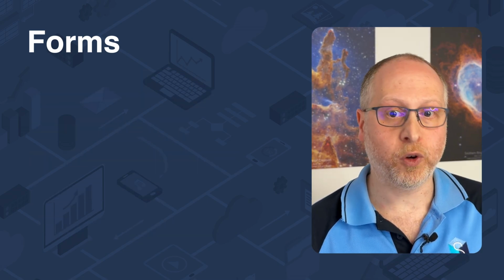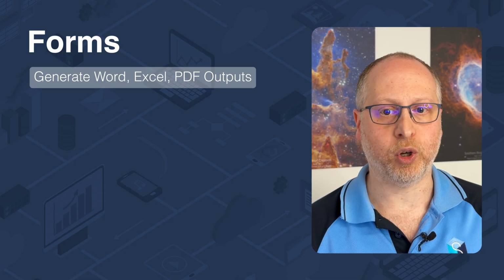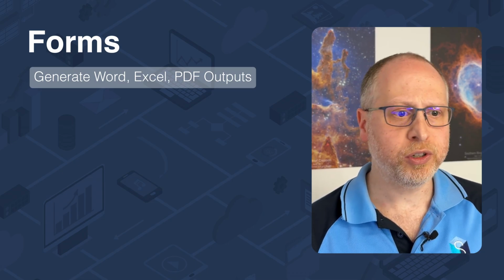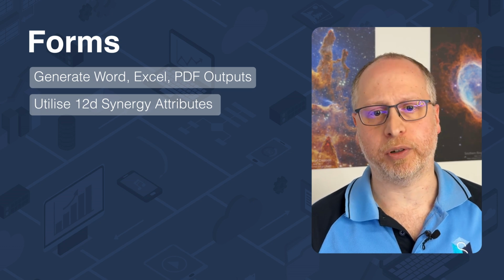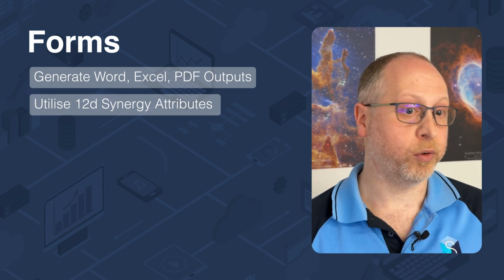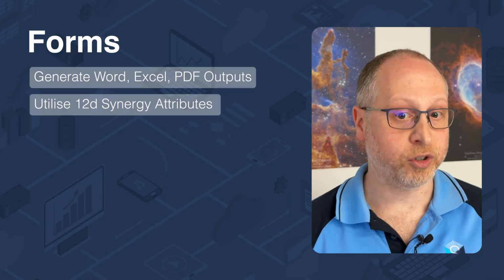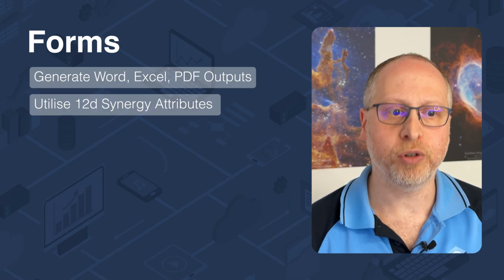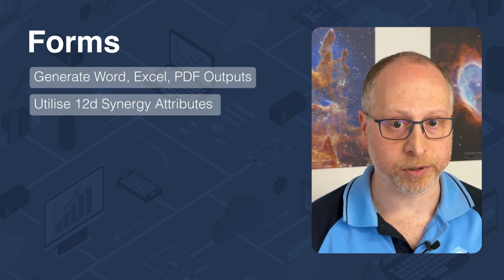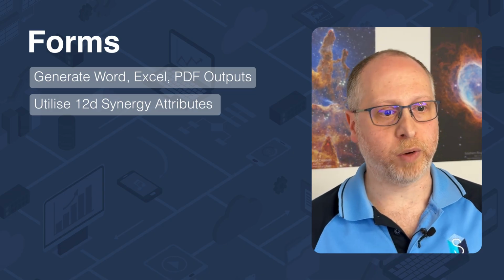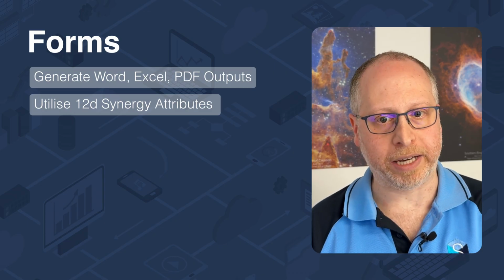Once you have filled out those forms, you can then generate Word, Excel, or PDF outputs. And you can also utilize your 12D Synergy attributes in this process. So you've spent time attributing your jobs. You know who the site supervisor is, you know the site address, you know the job number. You shouldn't have to fill this out every time. It's repetitive and that repetition tends to create errors. So you can pull those attributes directly into your outputs automatically.